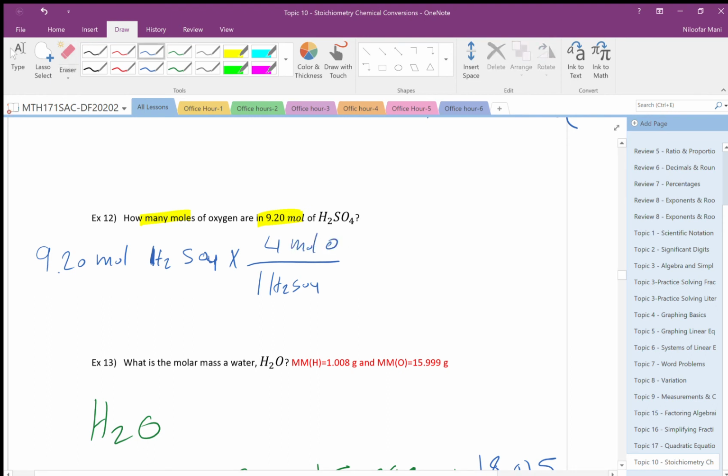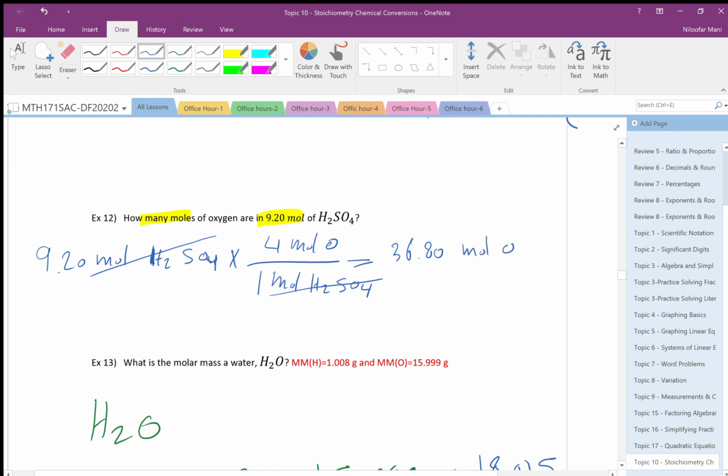Oh, perfect. So am I done? Yes, because it says how many moles of O. So it's equal, so then I can cancel. I can write 1 mole just to be more correct. So mole and mole cancel, and the answer is 36.80. Am I right here? Yes. So that's moles of O here.